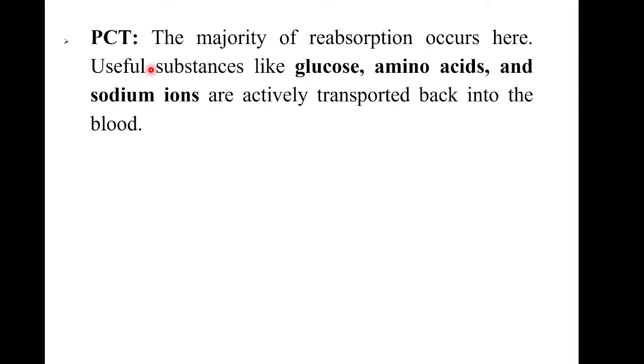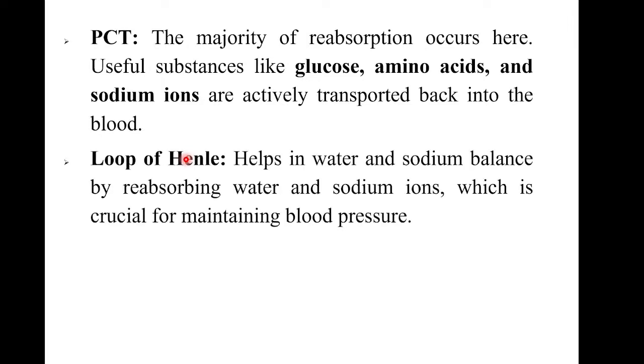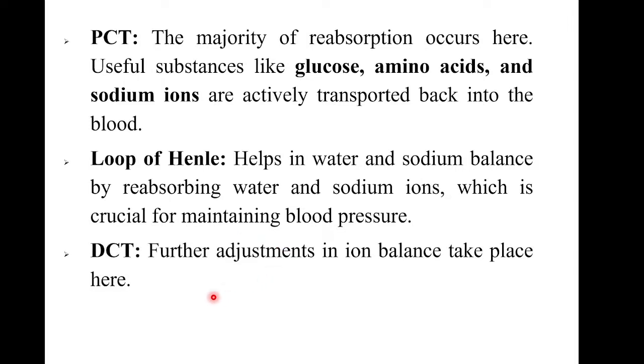In PCT, we can see that the majority of reabsorption occurs here. Useful substances like glucose, amino acids, and sodium ions are actively transported back into the blood. Next is the loop of Henle. Here you can see, the loop of Henle helps in water and sodium balance by reabsorbing water and sodium ions, which is crucial for maintaining blood pressure. Next is the DCT. Further adjustment in ion balance takes place here.